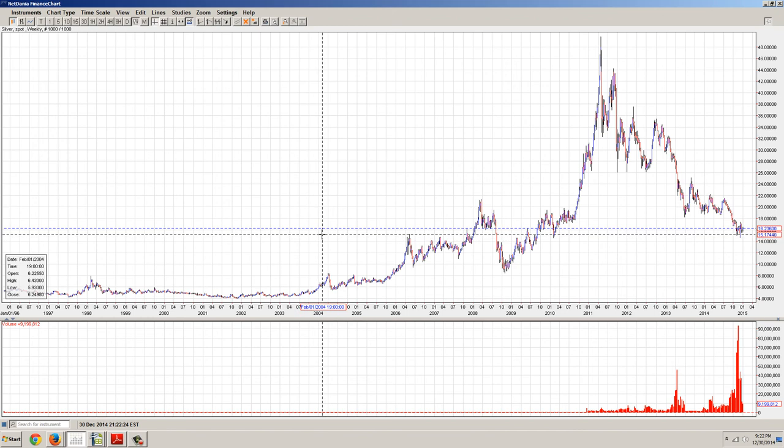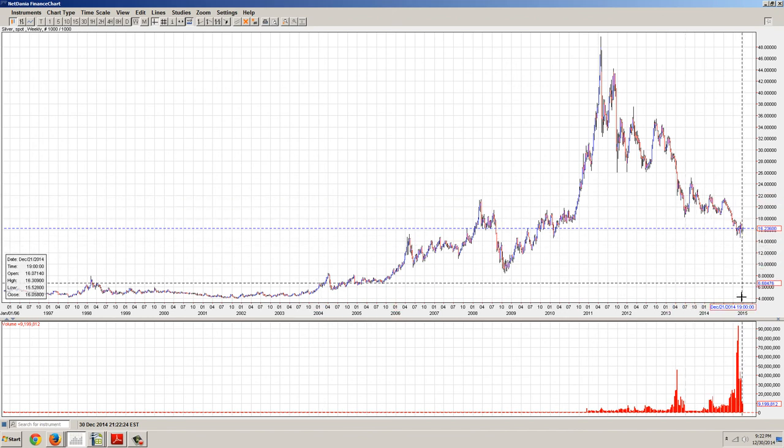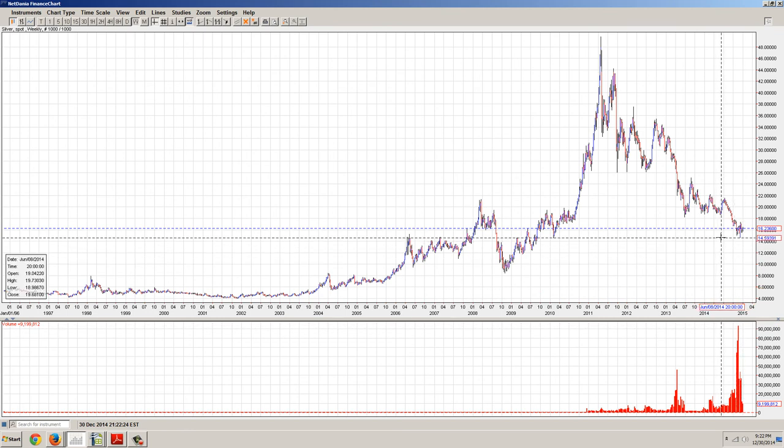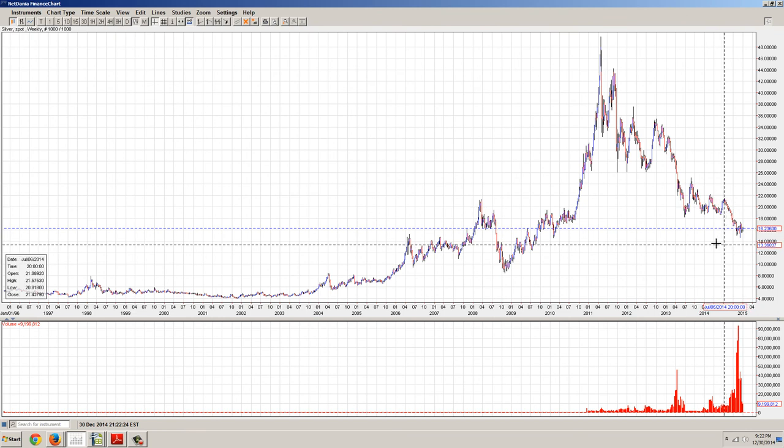So back to the silver chart. We're still waiting for a resolution of this gigantic volume bottom. Nobody knows where it's going to go, but I think the move ultimately is going to be explosive.